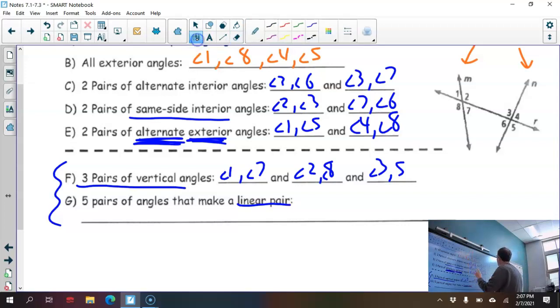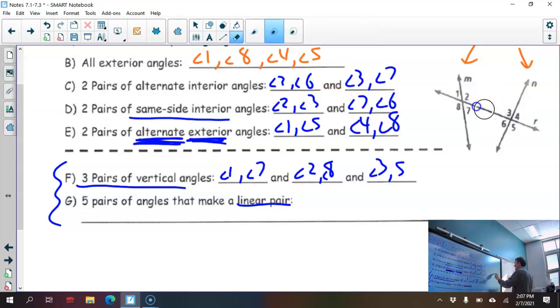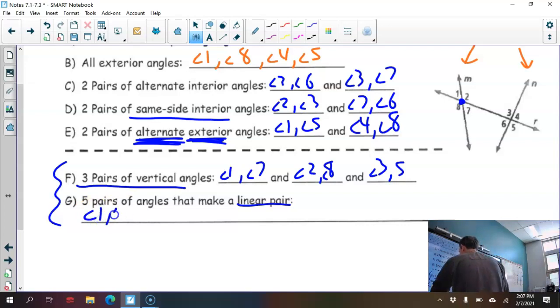The key thing about a linear pair that students have trouble with is a linear pair has to have the same vertex. Often I get students that think angle 2 and angle 3, since they make this line, are a linear pair. But they are not, because they don't have the same vertex. I need 2 angles that are both at that same vertex, like angle 1, angle 2.